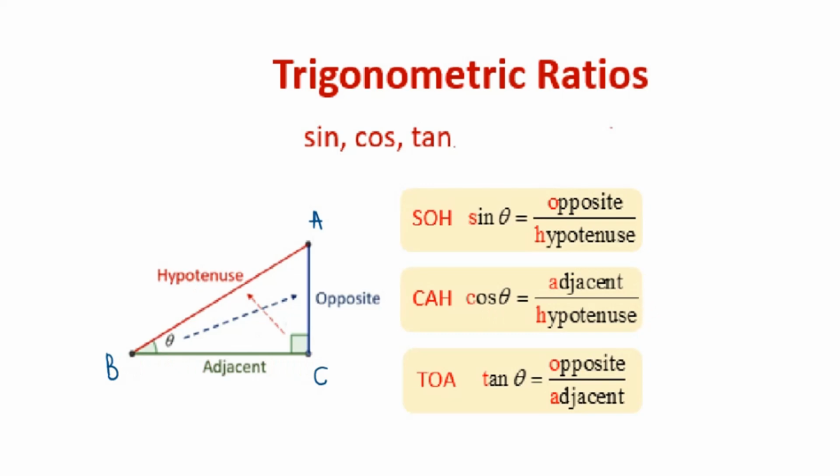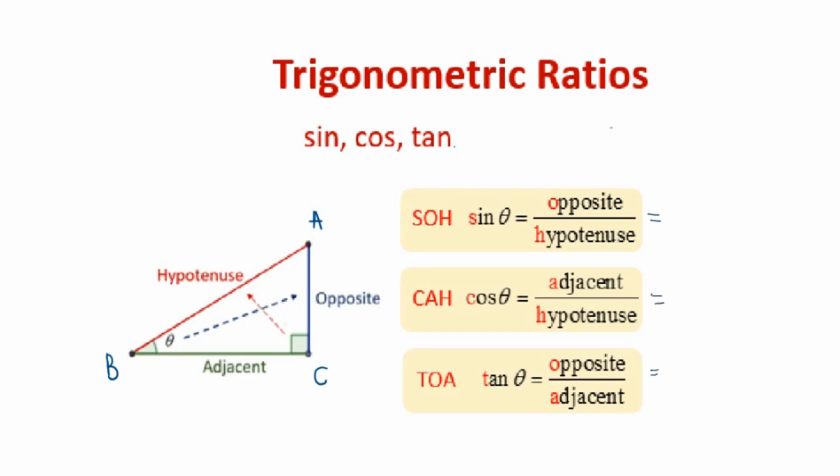And what is your tan of theta? Tan of theta is defined as the opposite over your adjacent. So the opposite side is the side AC over your adjacent side, which is the side next to our angle theta, and that is our side BC. So let us just write this down in terms of AC, BC, and AB.